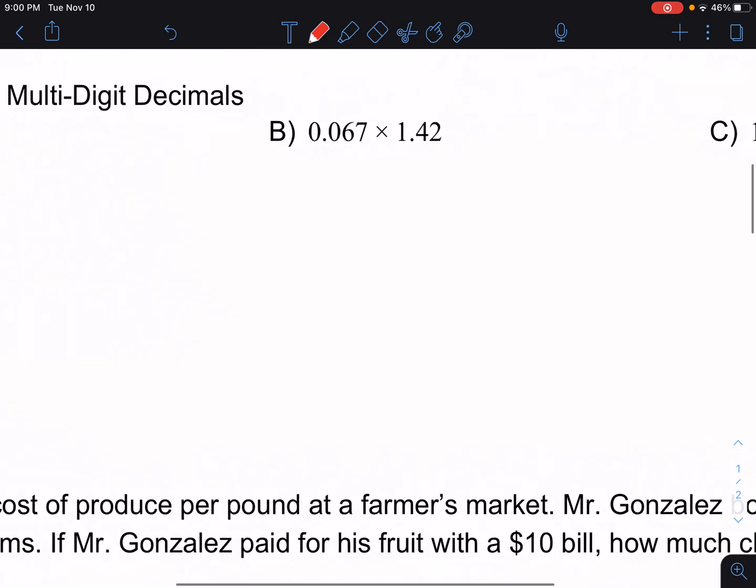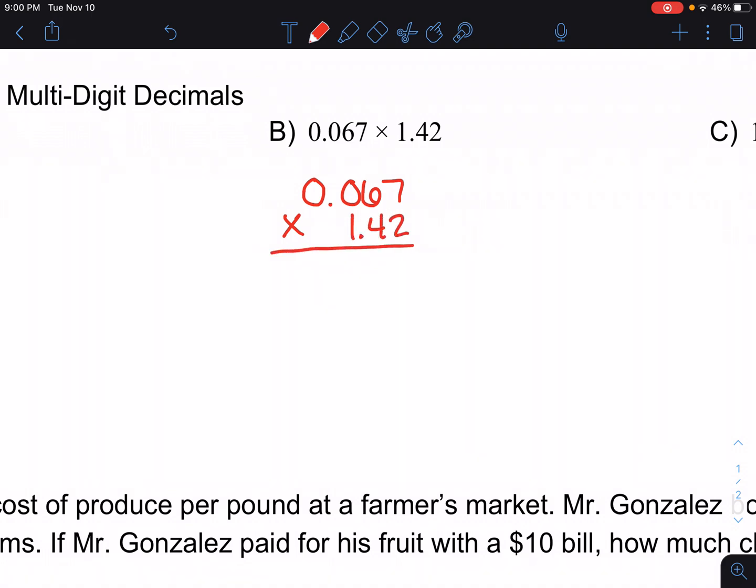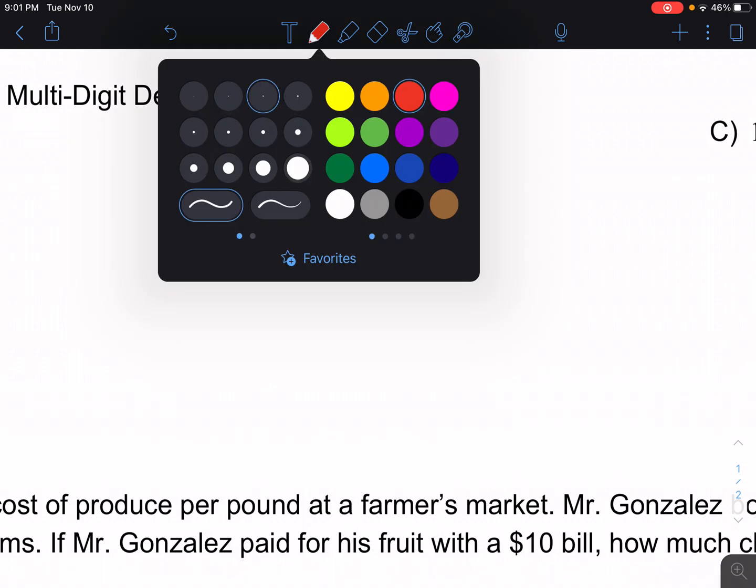So for part B, I'm going to do the same thing. So 0.067 times 1.42. 2 times 7 is 14. Carry the 1. 2 times 6 is 12, plus 1 more is 13. Carry the 1. 2 times 0 is 0, plus 1 is 1. And 2 times 0 is 0.